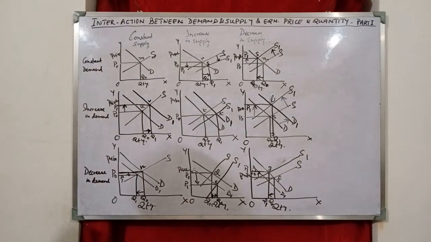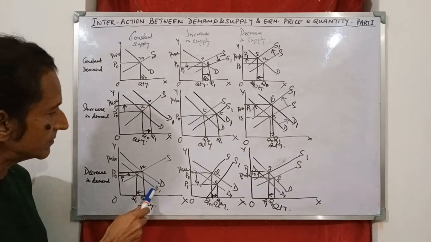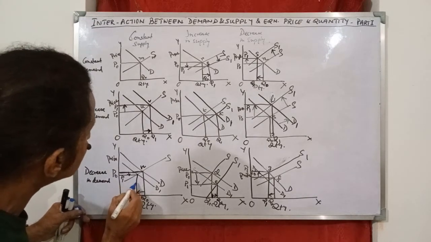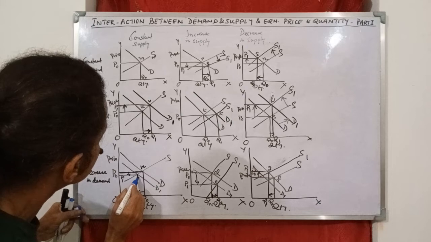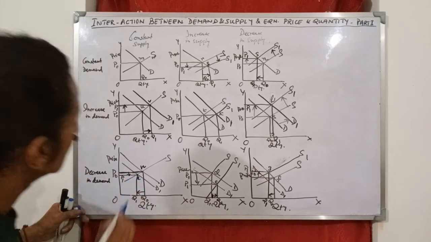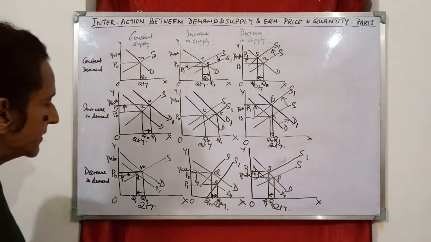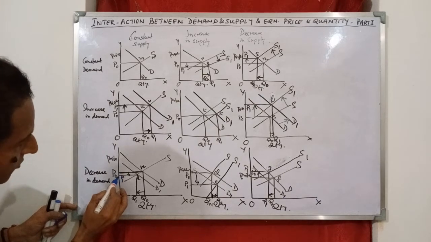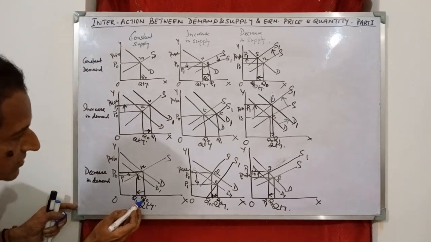As demand is decreasing without any change in supply, the demand curve shifts parallelly leftward from D to D1 and let this be the new point of intersection. Say this is H. H be the new point of intersection between D1 and S. So the new equilibrium price is P sub 1 and new equilibrium quantity is Q sub 1. That means equilibrium price has fallen from P sub O to P sub 1 and equilibrium quantity has also fallen from Q sub O to Q sub 1.